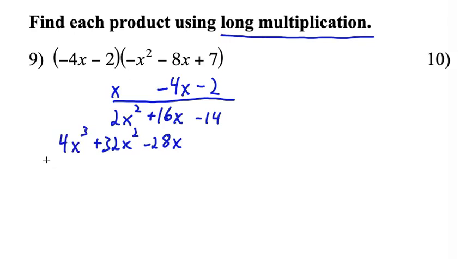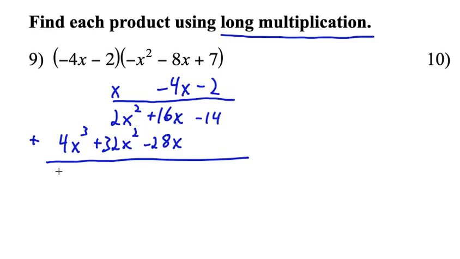All right, I have some like terms to combine, but we're just going to think of this now as an adding problem. So first we multiplied everything in the trinomial by negative 2. Then we multiplied everything in the trinomial by negative 4x. Those are on 2 separate rows. And now we're going to add those rows.